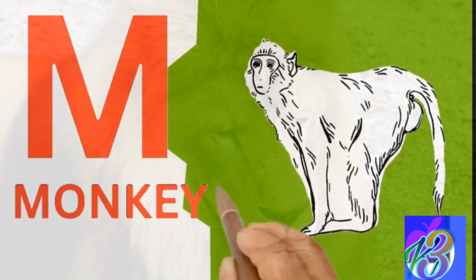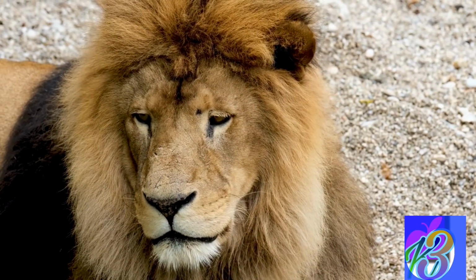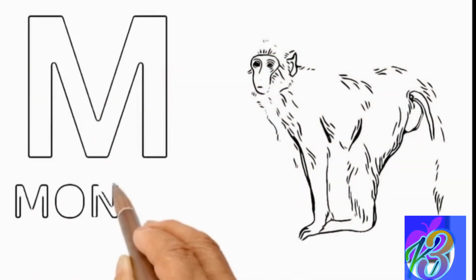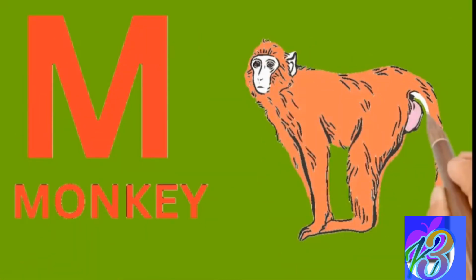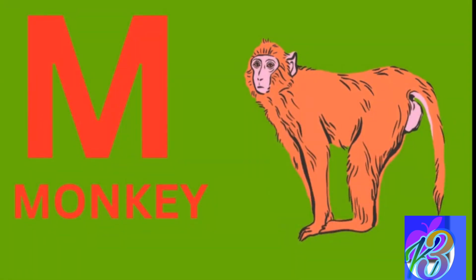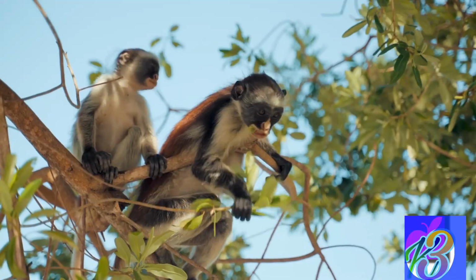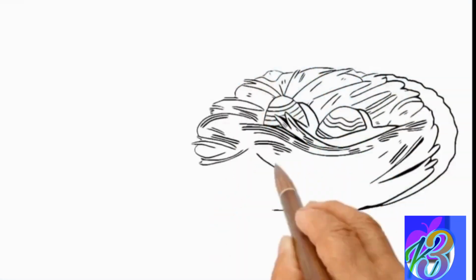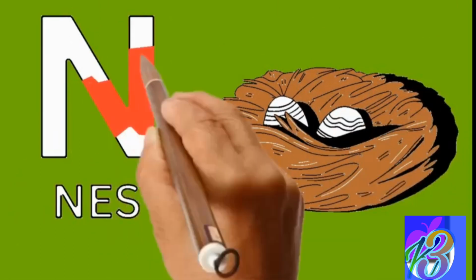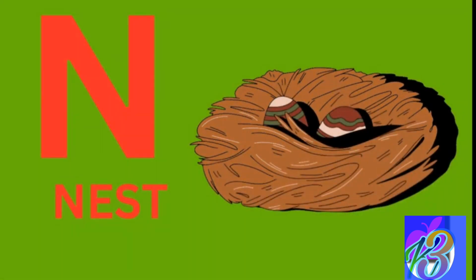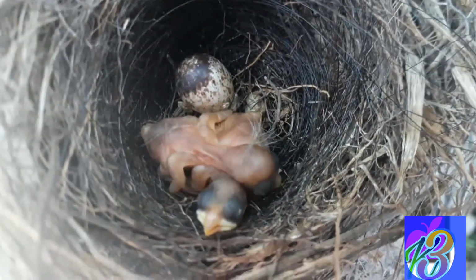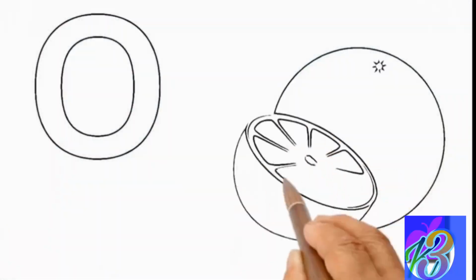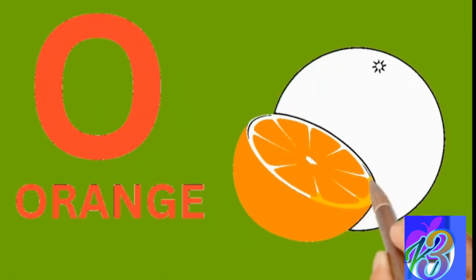M. M for monkey. N. N for nest. O. O for orange.